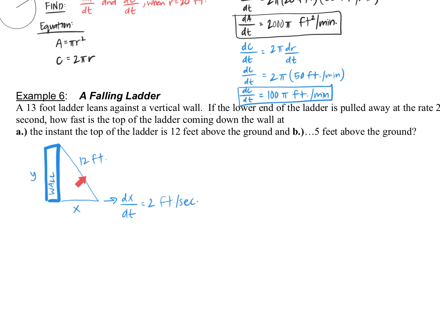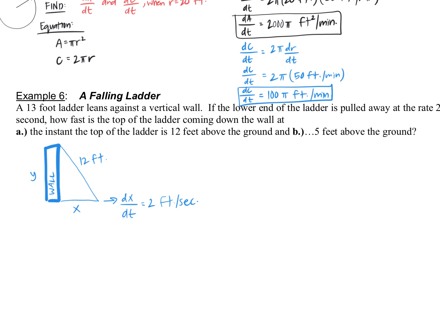Our ladder is 13 feet tall. I'm going to label this X. I'm not sure what this distance is. I'm going to label this Y. Not sure what that distance is yet. And then we know that we are changing at a rate of 2 feet per second is when this ladder is kind of being pulled out that way.